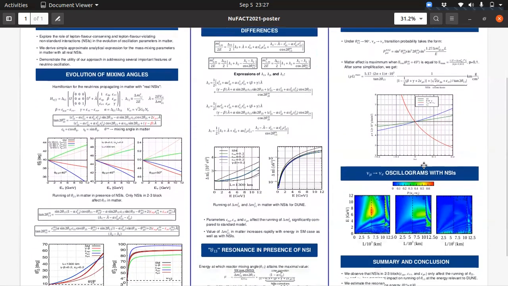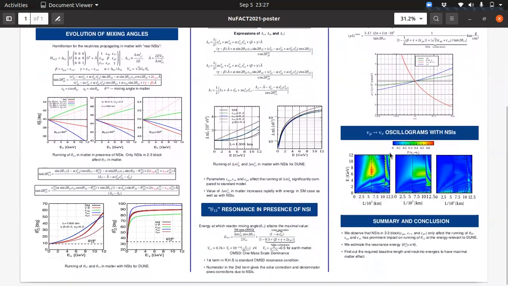So to validate this result, we plot this nu mu to nu e transition probability in the energy and baseline plane, and we see that indeed in the presence of epsilon e mu and e tau, this region of maximum nu mu to nu e transition shifts toward lower baseline or towards higher baseline depending on the sign of these NSI parameters.